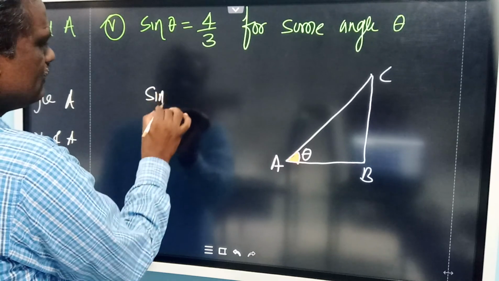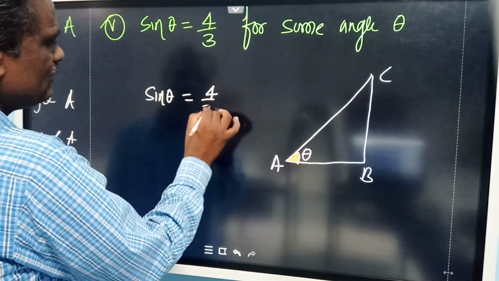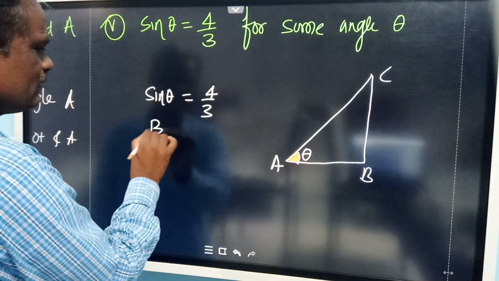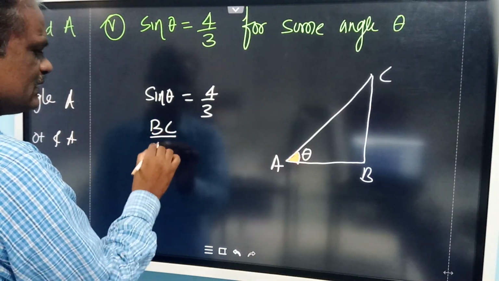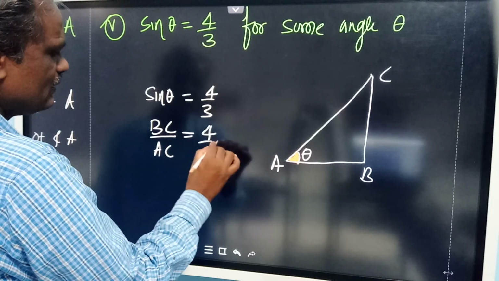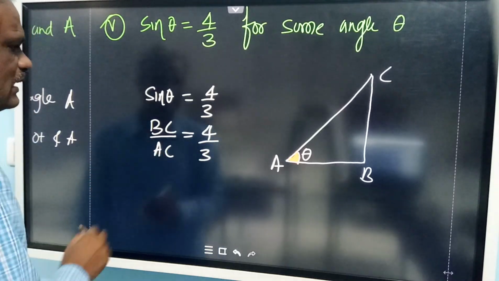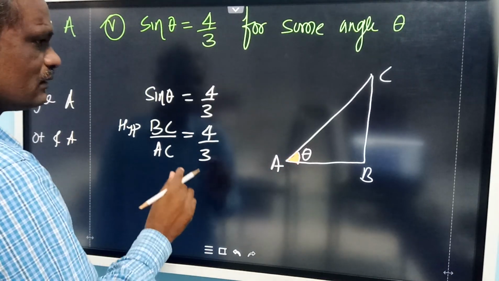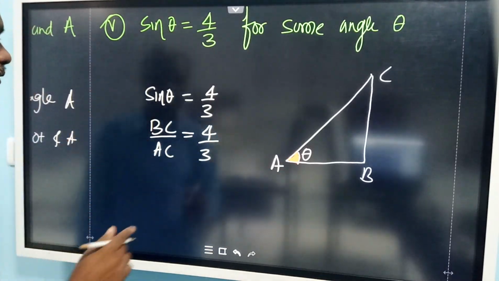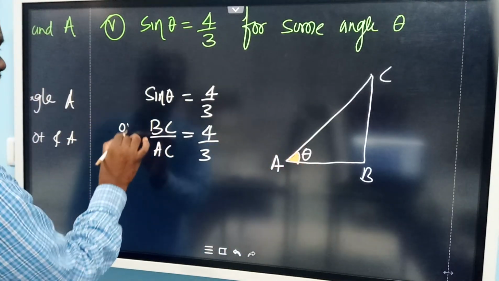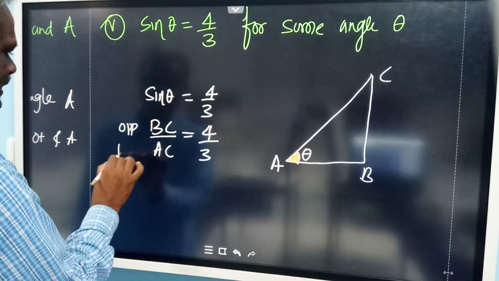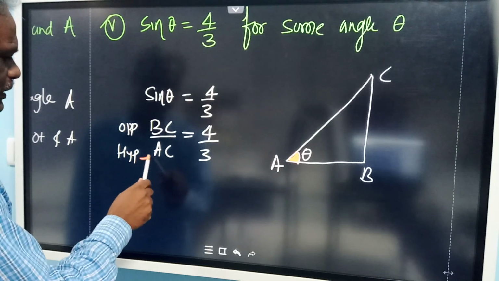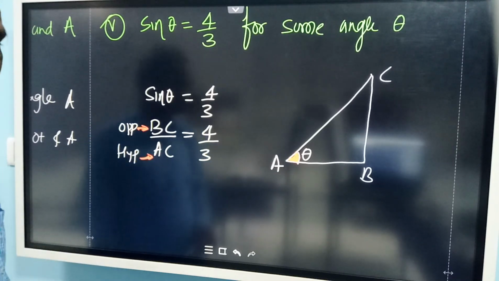What is sin theta? Sin theta is given as 4/3. What is the ratio? Opposite side by hypotenuse. So it is nothing but BC by AC is equal to 4/3. Here BC is the opposite side and AC is the hypotenuse. This is hypotenuse. This is opposite side.